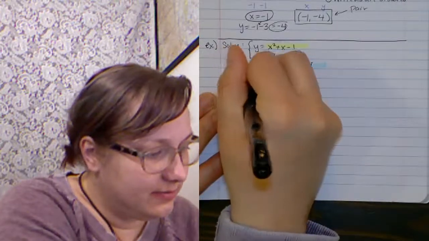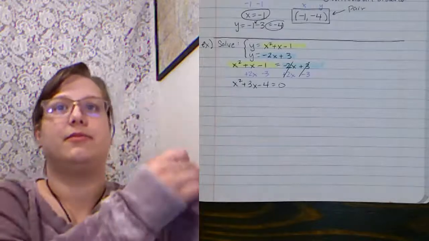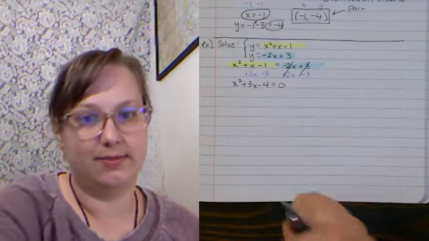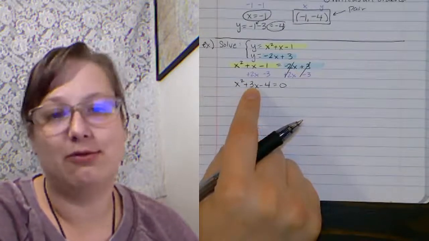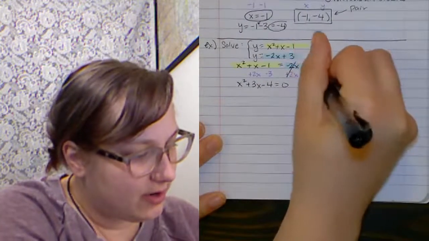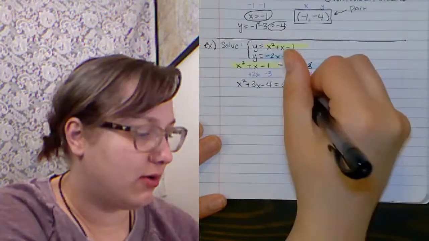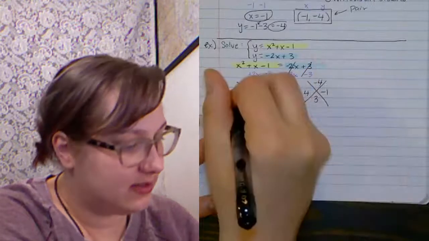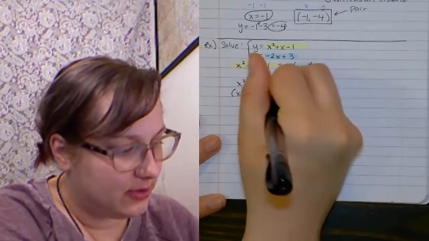Alright, so I get x squared plus 3x minus 4 equals 0. Let me try factoring just in case it works. I can't complete the square on this one because it's an even middle number. I could probably use the quadratic formula, but it seems the hardest, so I'm just going to try factoring really quick. So I want negative 4 and 3. 4 and 1 make 4. And if the 1 was negative, it would be a positive 3. So this is actually x plus 4, x minus 1 equals 0.